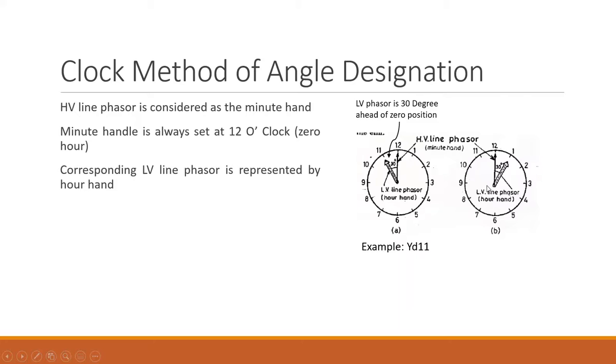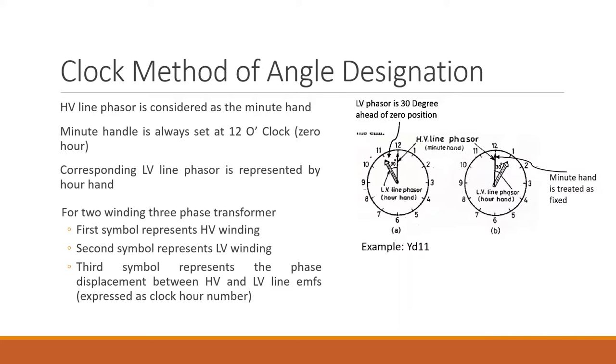And how will the LV line phasor be represented? The LV line phasor will be represented by the hour hand. So we are talking about the clock method of angle designation, by which we represent the time phase displacement between HV and LV line EMF. Here the HV line phasor will be given by the minute hand, fixed at 12 o'clock, and the LV line phasor will be represented by the hour hand. So basically in this figure you could see these things.